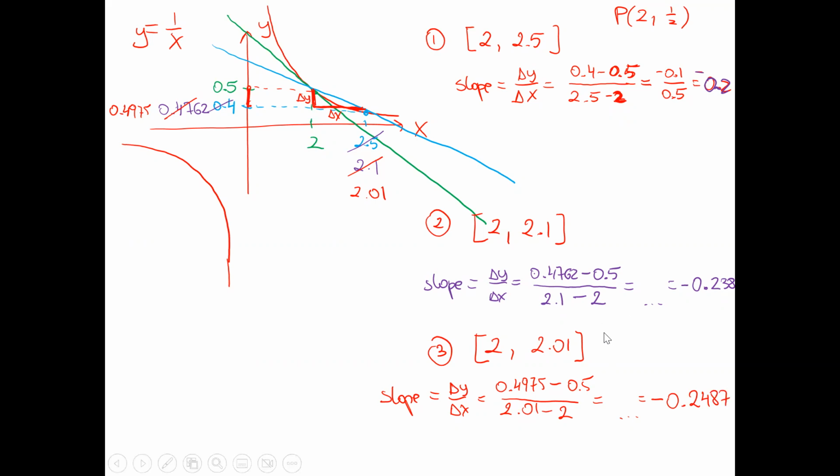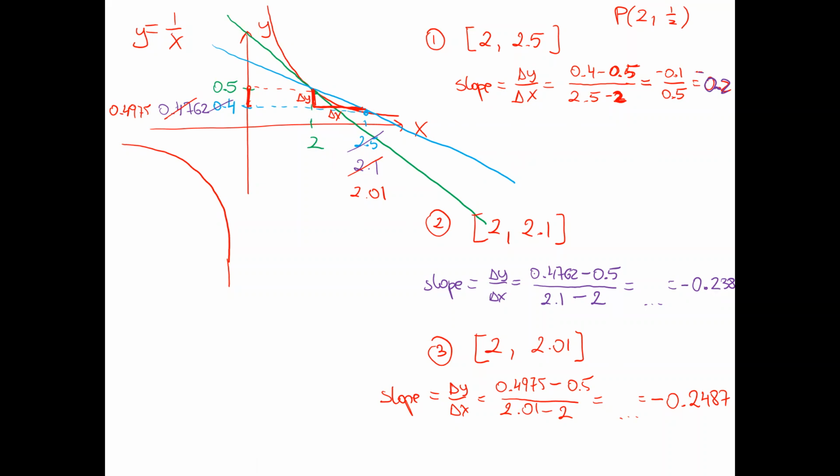Okay, and then you can see that's the process. That's what we have to do. For the chosen x, we have to find the corresponding reciprocal y value, because that's how the function is defined. And then just divide the difference, delta y over delta x, and get the slope.